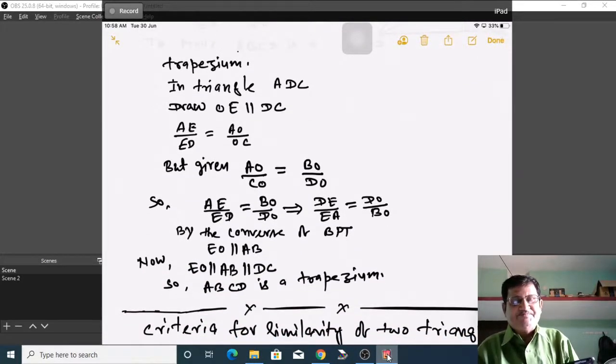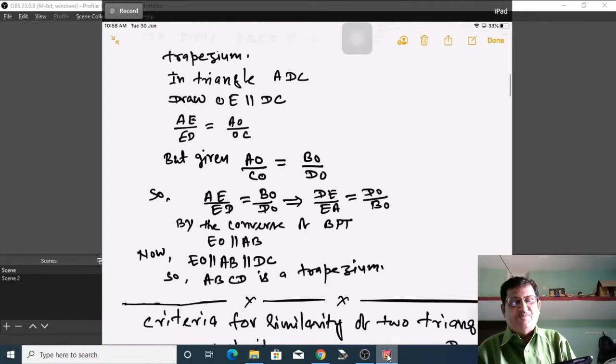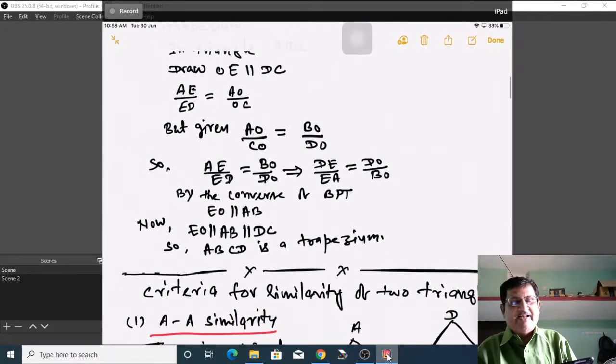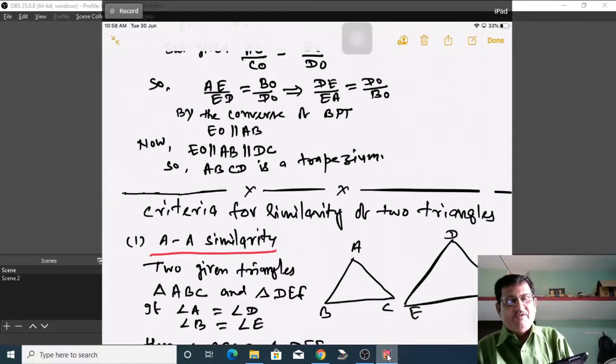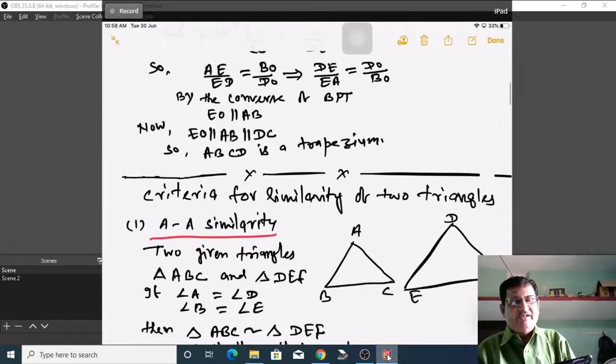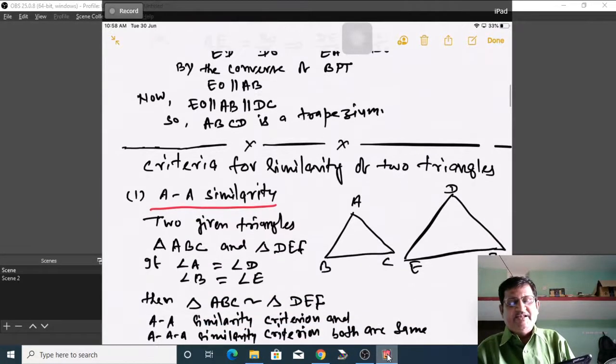Now, let us come to some criteria for similarity of two triangles. Already you have read this in the previous class. Again I am repeating. Why? To learn how many criteria there are for similarity. It is useful for the next lesson and next class. First is AA similarity. What is AA similarity?